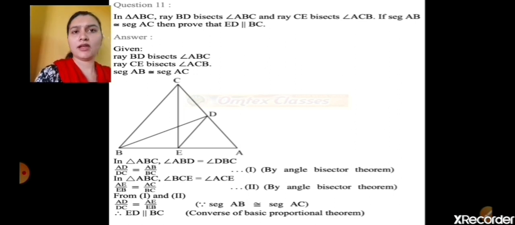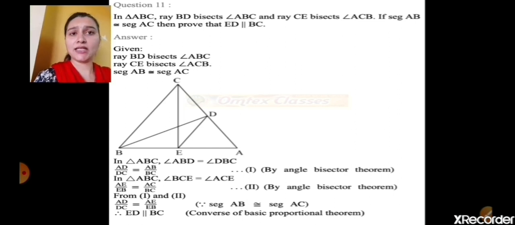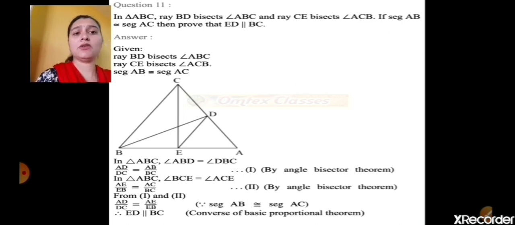Again I will take triangle ABC. Now what will I take? Ray CE as a bisector. So when I am taking ray CE as a bisector, I will use angle BCE is equal to angle ACE. Second equation, I will take AE upon EB is equal to AC upon BC. Equation 2, by the angle bisector theorem.